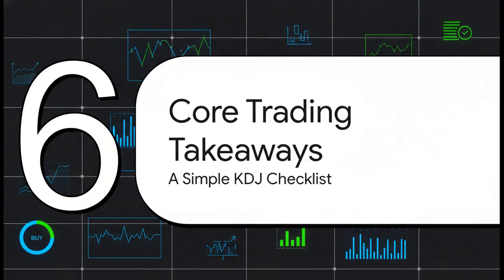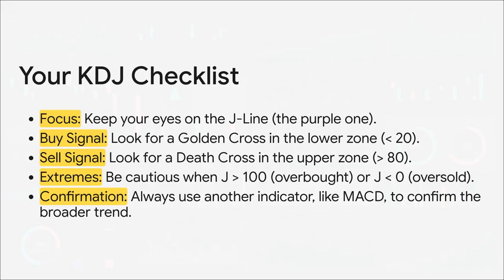Okay, we have covered a ton of ground. Let's boil it all down into a simple, actionable checklist that you can use starting today. So here it is, your final checklist. Number 1, focus on the purple J-line. That's it. Number 2, your buy signal is a golden cross down in the lower zone. 3, your sell signal is a death cross up in the upper zone. 4, be super cautious at the extremes, above 100 and below 0. And 5, probably the most important rule of all, always confirm the bigger trend with another indicator like MACD.